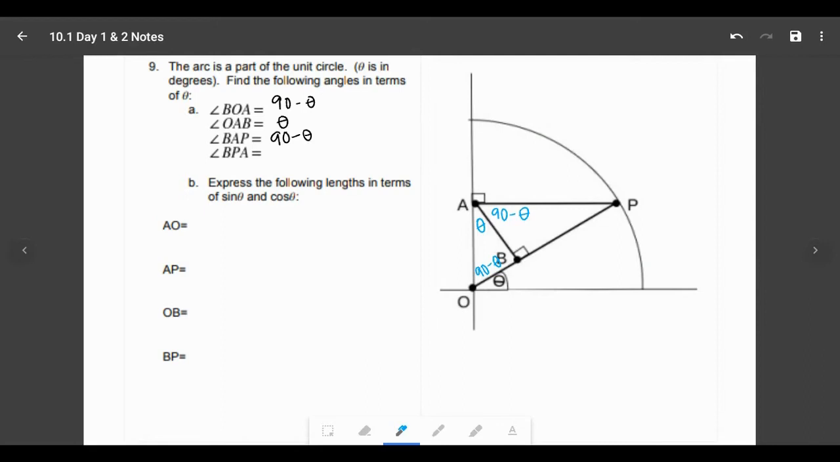Okay, and then finally the last angle that we're looking for, BPA, that is this angle right here. And then same kind of reasoning. We noticed, okay, in this triangle, I already have a right angle. I already have 90 minus theta. So this last angle should also be theta. So I have all of part A labeled and solved for in terms of theta.